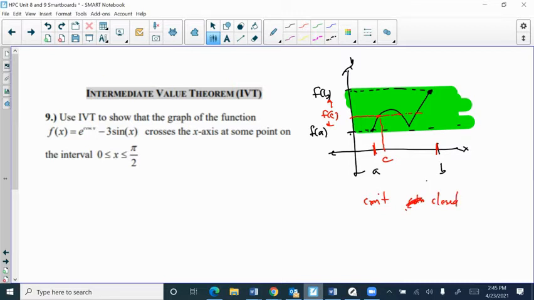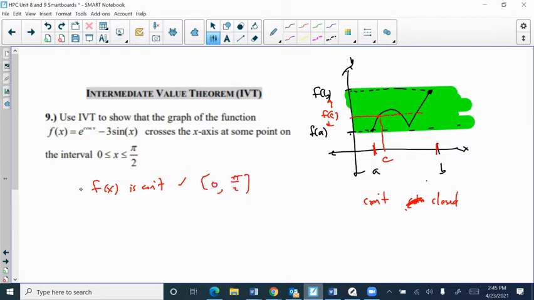Okay. So without a calculator, let's show that the graph of f of x equals e to the cosine x minus 3 sine x crosses the x-axis at some point. First of all, we just need to establish that f of x is continuous. It's an awkward function, but yes, it is continuous. And how do I know? Because e to the x is always continuous, and sine and cosine are always continuous. You're not dividing by 0 or square rooting a negative. So I definitely know it's continuous on the interval from 0 to pi over 2.